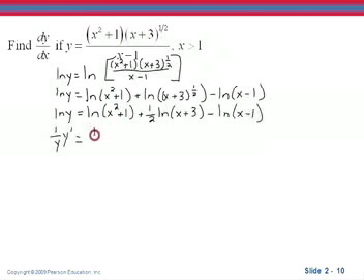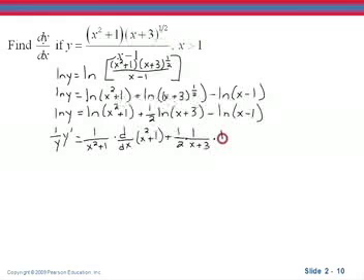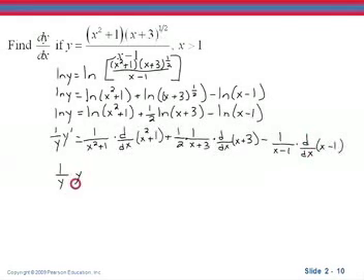When I take the derivative of the natural log of x squared plus 1, that will be 1 divided by x squared plus 1 times the derivative with respect to x of x squared plus 1, plus I'll have 1/2 times the derivative of natural log of x plus 3, which is 1 divided by x plus 3 times the derivative of x plus 3, minus 1 divided by x minus 1 times the derivative of x minus 1.